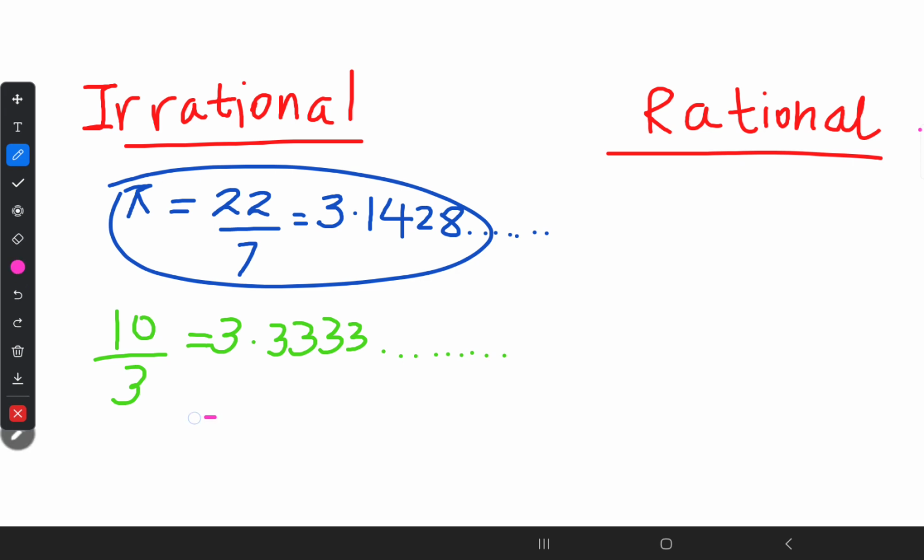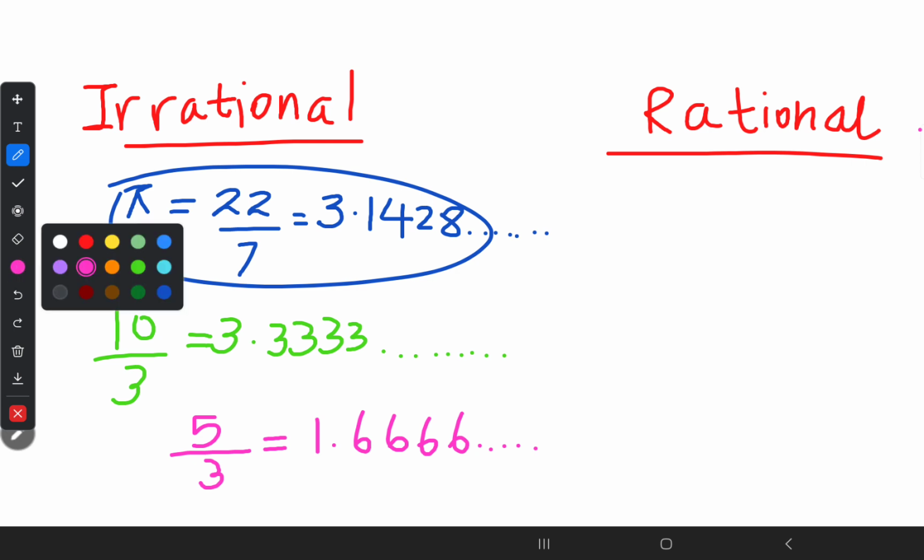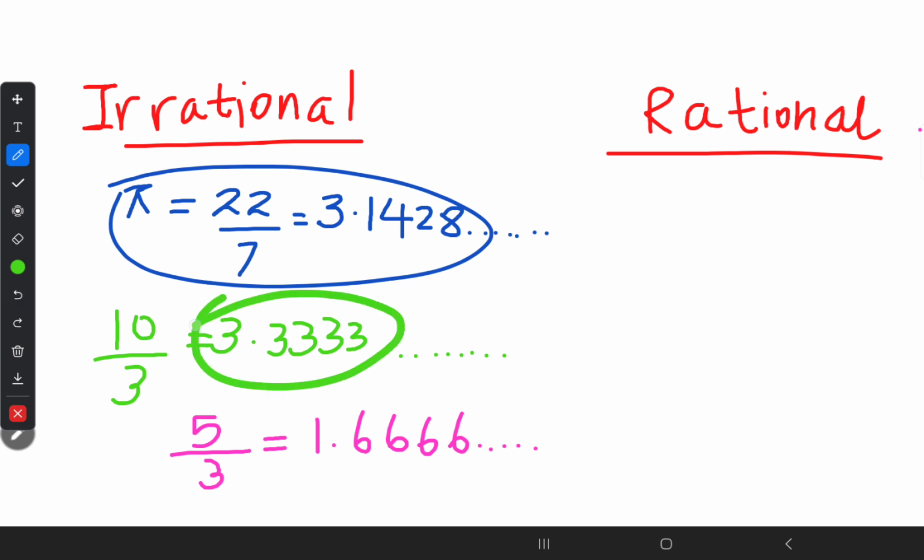Just one more example, 5 divided by 3. 5 divided by 3 would be 1.6666. Likewise, this is going on. In irrational numbers also, there are two important things. Recurring decimal means a repeated one. Here you can see there is no sequence. In pi, 3.142871, likewise, it is going in an improper way. There is no pattern in that. But when you look at this number, there is a pattern.